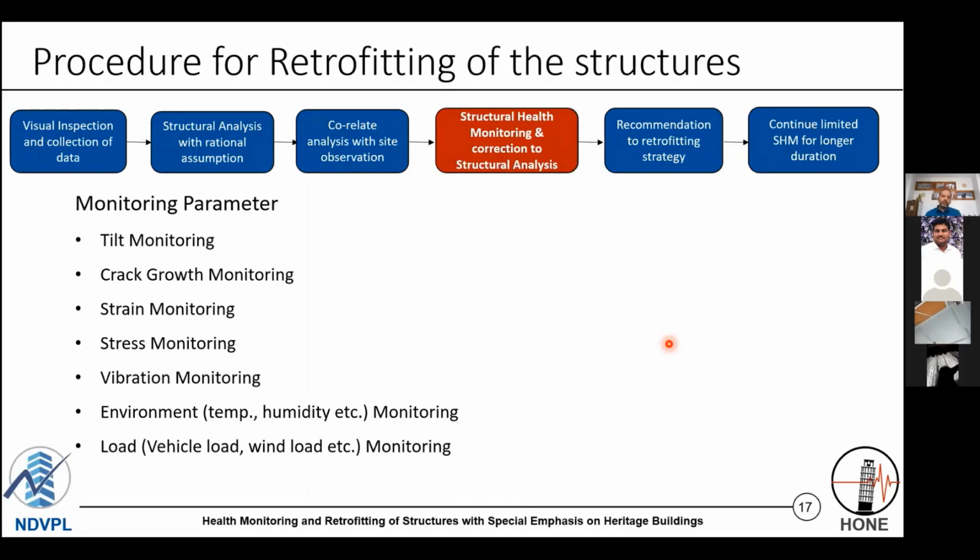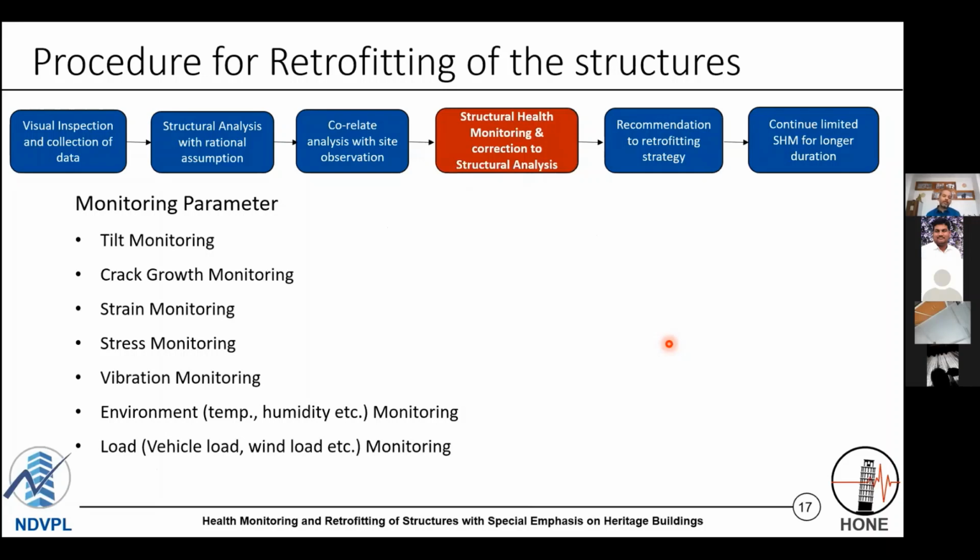In structural health monitoring, we need to monitor certain parameters. We may monitor the tilt of the building, the tilt of a particular component like a column, and crack growth. If cracks are there, the growth should be monitored. But if a crack is growing, that simply doesn't mean the structure has a problem, because the crack can increase due to an increase in temperature.